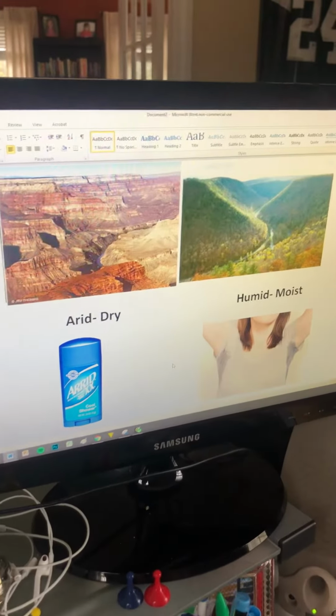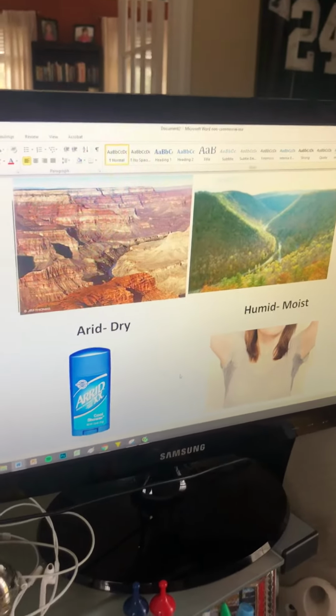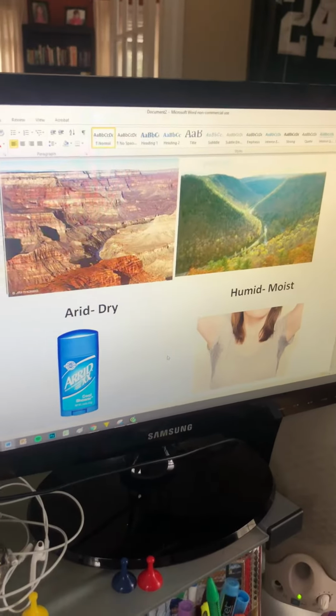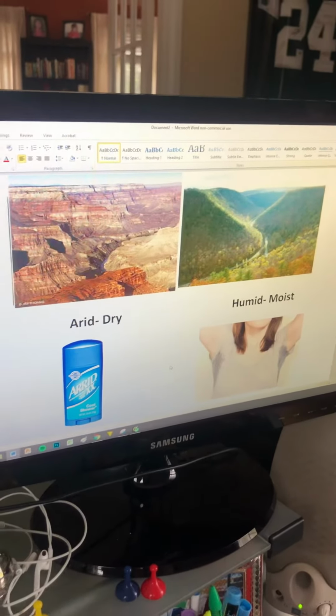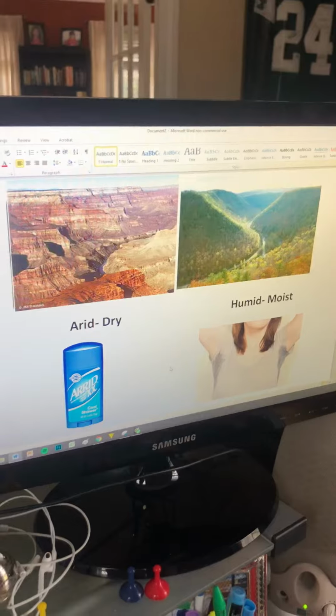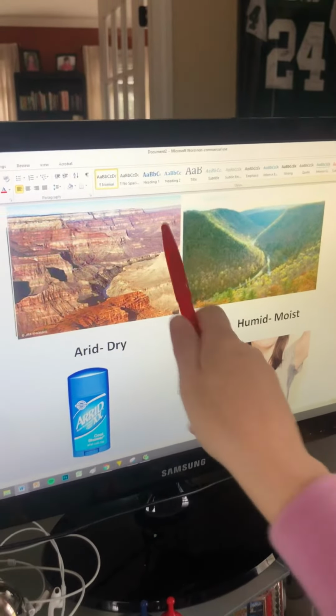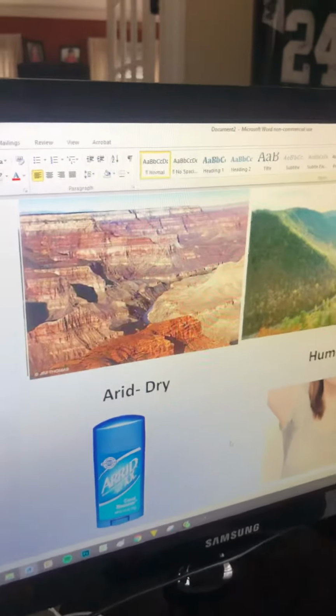Hi guys, today we're going to talk about the last part of landscapes, which is the difference between an arid or dry landscape and a humid or moist landscape. Now you can see here that this looks pretty much like a desert, and that's what the word arid means.